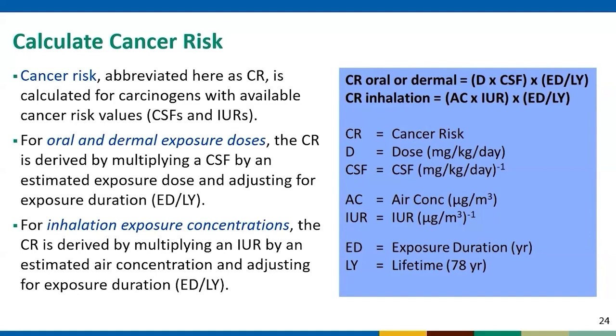For oral and dermal exposure, the daily exposure dose is multiplied by the CSF and adjusted for exposure duration over a lifetime. Remember that for cancer, the dose is adjusted for lifetime exposure. So the exposure duration, for example, 33 years, is divided by a lifetime of 78 years. For inhalation exposure, the air concentration is multiplied by the IUR and adjusted for exposure duration over a lifetime. FAST will make the appropriate adjustment for you when calculating cancer risk.